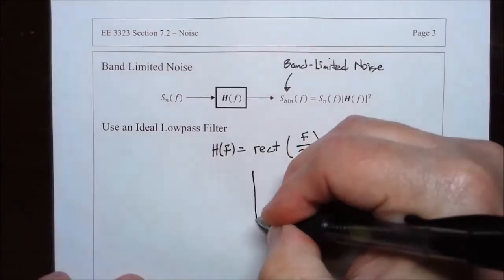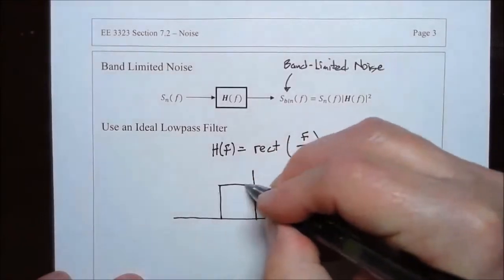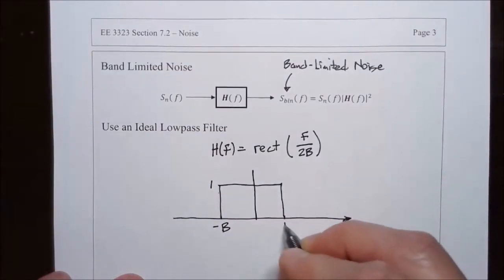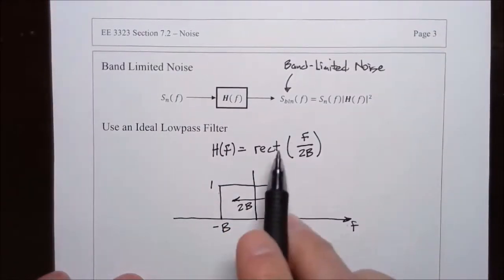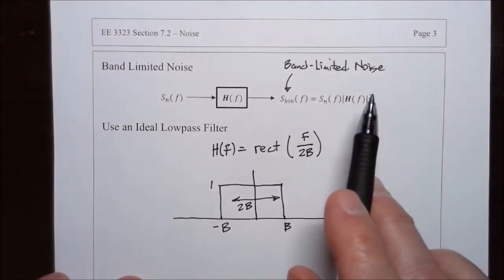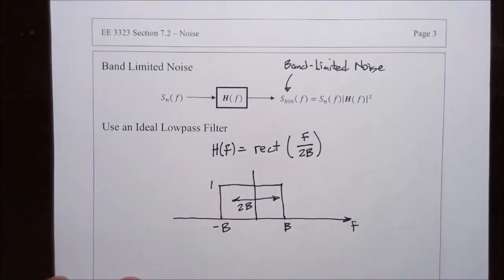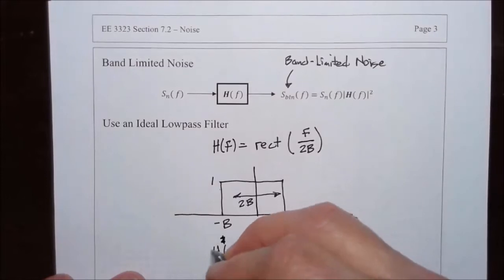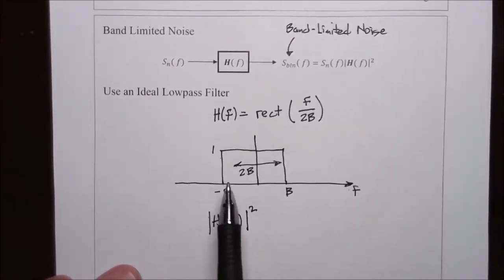So if we plotted this transfer function, it'd be quite simple. It's a rectangle with a gain of 1, and it goes from minus B to plus B, so the overall width of the rectangle is 2 times B. So we describe this as rect of f over 2B. And then when we take the transfer function magnitude squared, as we need to do to find this power spectral density, for this rectangle it's either 0, 1, or 0.